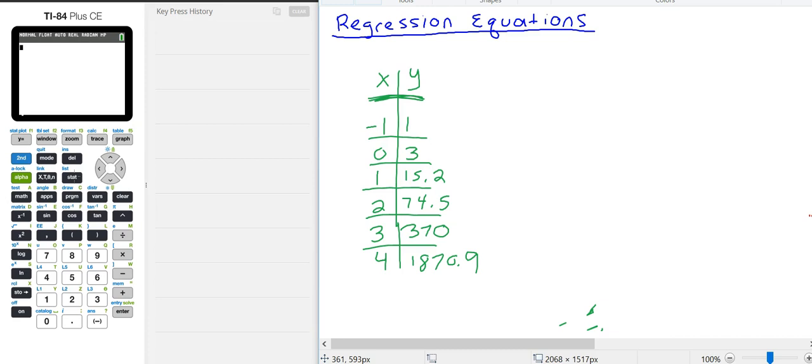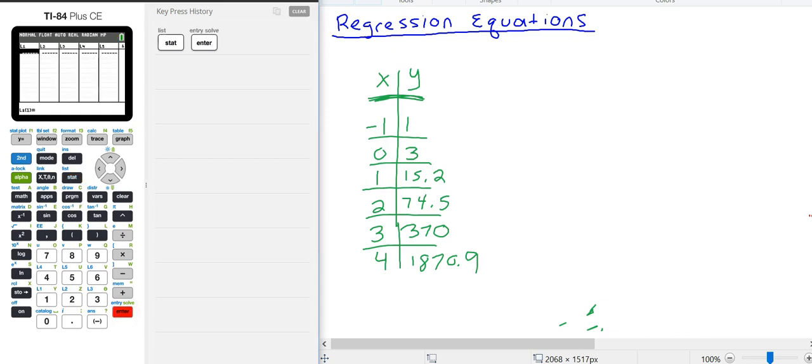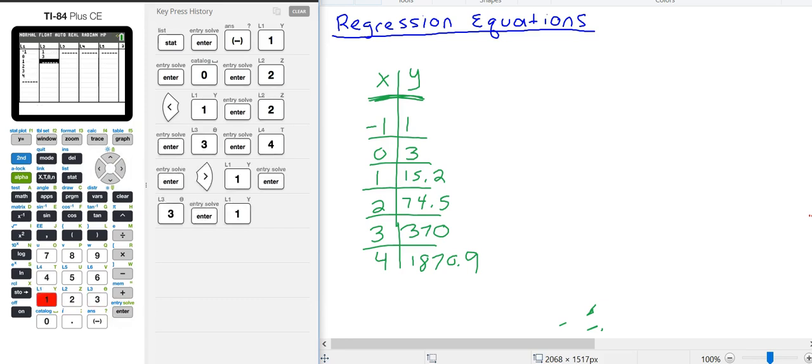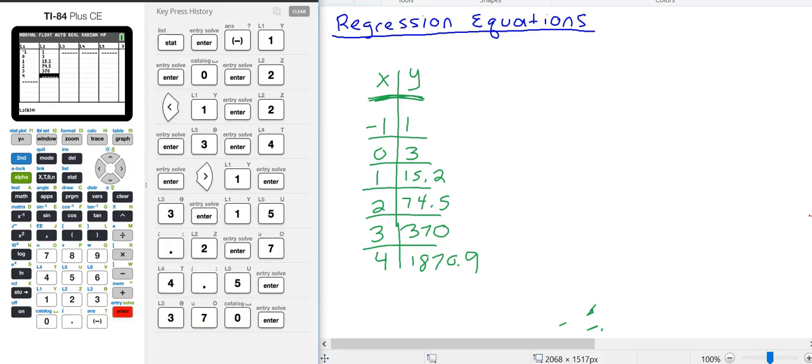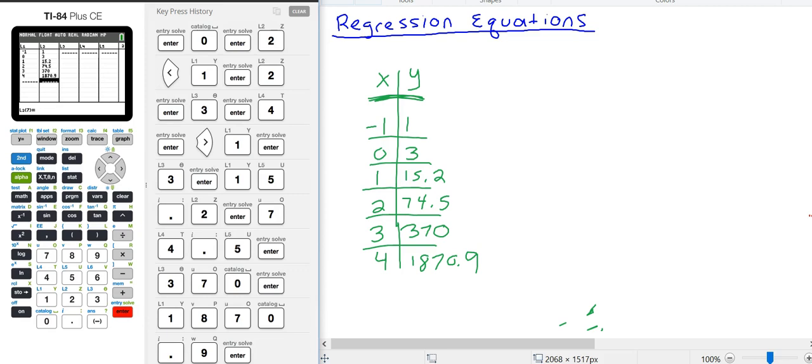Let's graph the points and see how they look, and we'll see that they look like they're going to form an exponential equation. We're going to press Stat, Edit. We're going to put our x values into L1 and our y values into L2. Let's graph these points to see if they look like they would form an exponential equation.